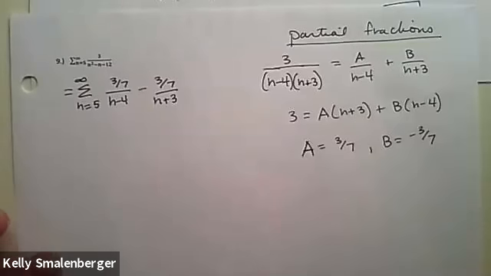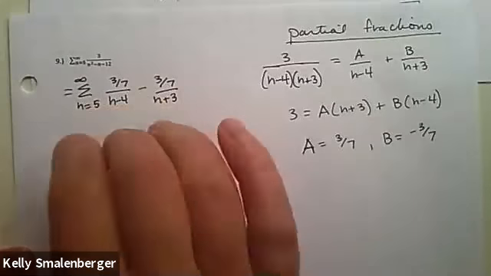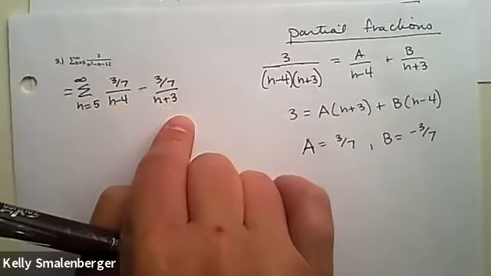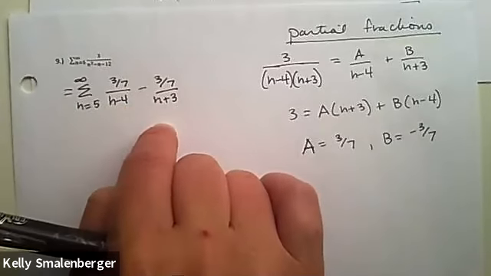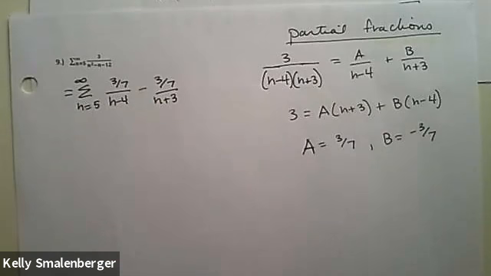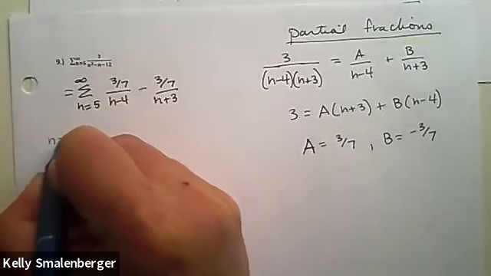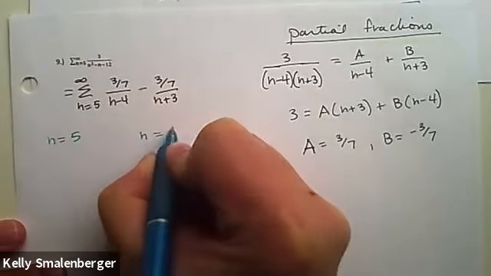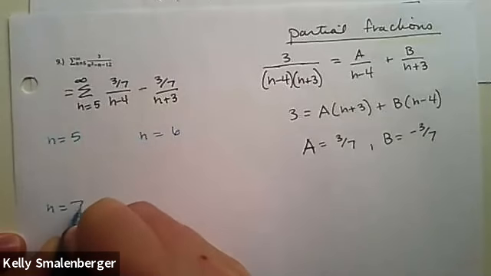No, don't worry. Okay, so now I can see clearly it's a telescoping series, right? I have a fraction minus another fraction, and they happen to have the same numerator. So now I need to write out my terms, right? Everybody go ahead and write out your terms. For this one, we need to write a lot of terms. N equals 5. So write small.